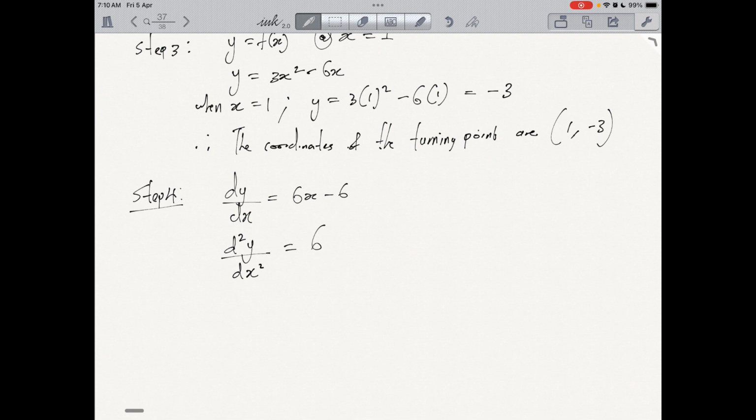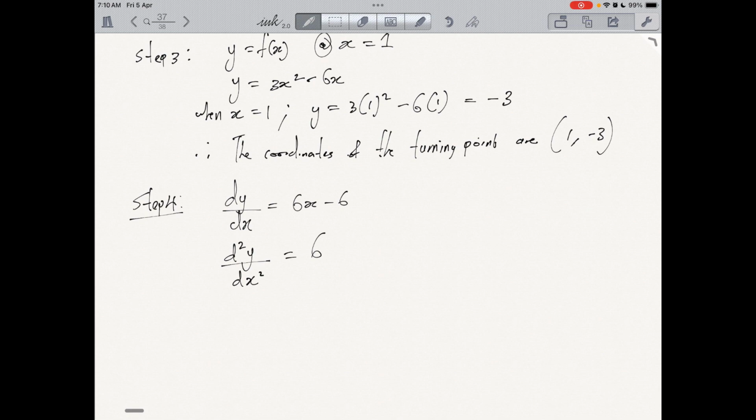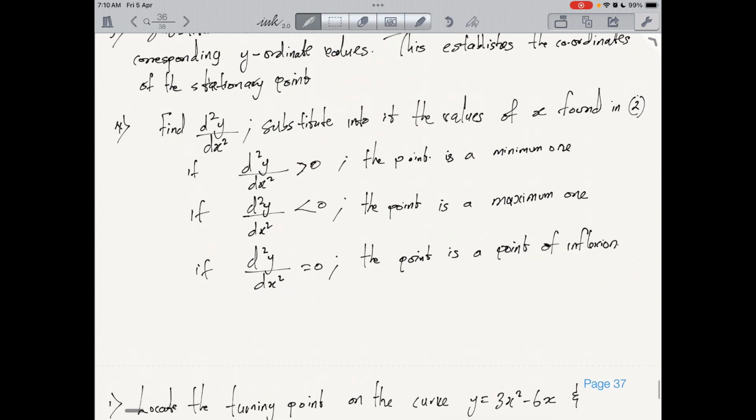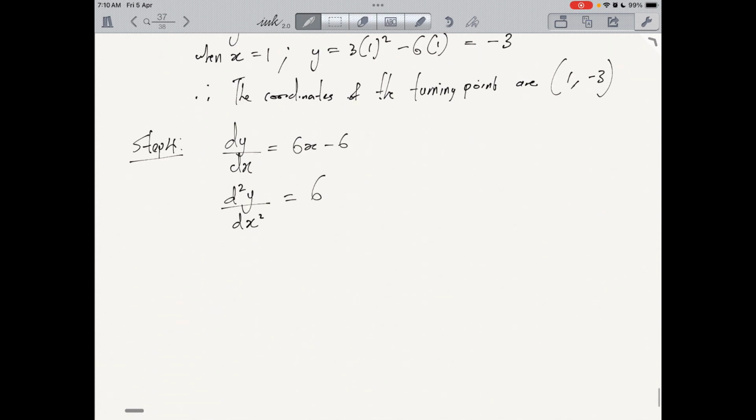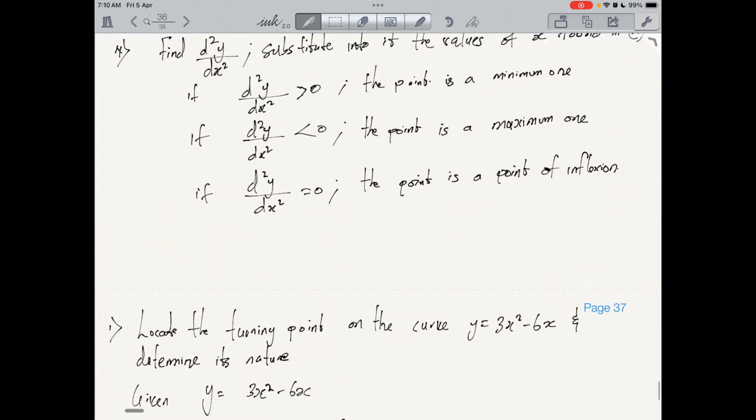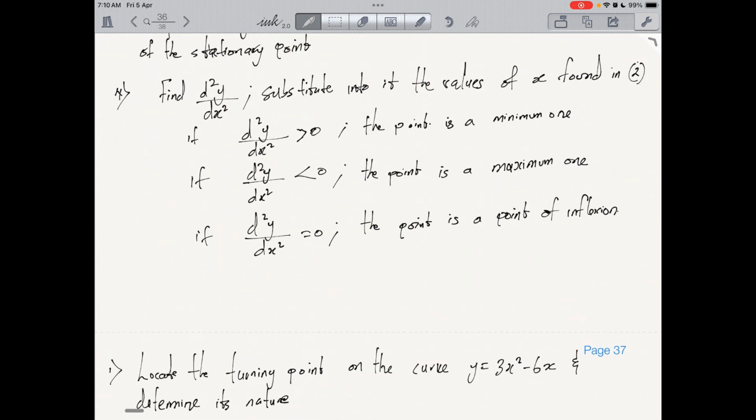Now let's take a look at it again. It says substitute into it the values of x found in 2. Now if you look at this, d squared y over dx squared, you can see that there is no way we could substitute a value. So we move straight on to the next point. It says if d squared y over dx squared is greater than 0, the point is a minimum point.